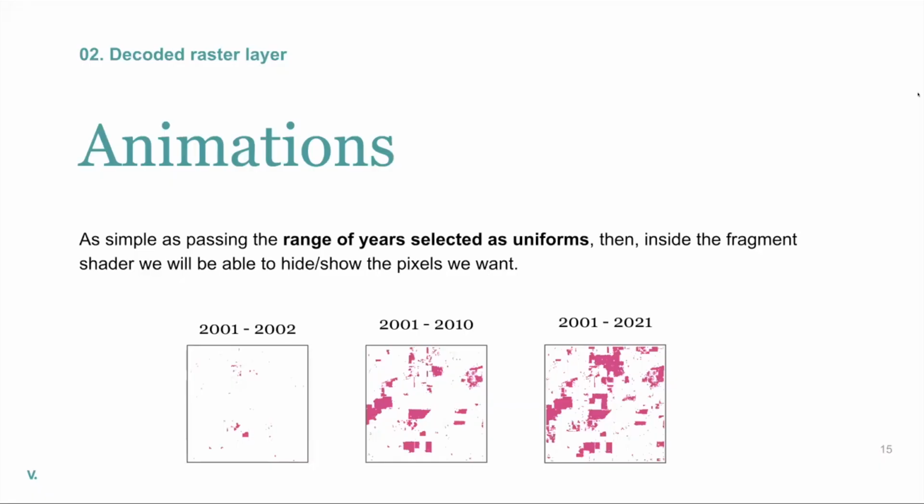How are we parsing this, or how are we creating the animations for this kind of layers? As we are using deck.gl, we are using the tile layer, the bitmap layer, and right now we are using the extensions. What we are doing is just passing a range of years as uniforms, and it will be as simple as showing or hiding the pixels that you want to show, because those pixels have the information of the year.